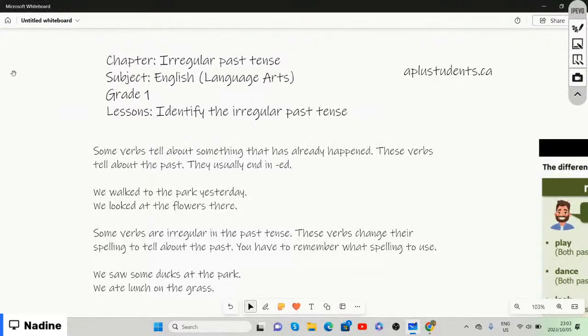Our subject is language arts, or English, grade 1. And then the lesson that we are going to be focusing on today is to identify the irregular past tense.